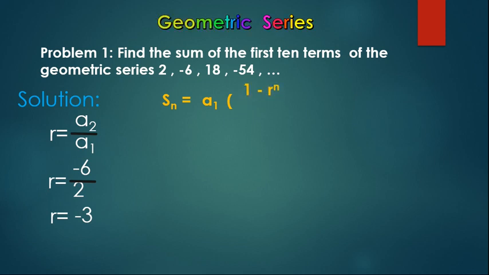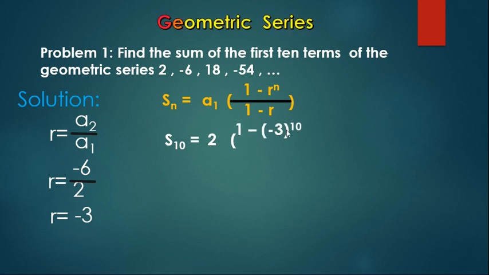So a sub 1 multiplied by 1 minus the ratio raised to the power of n, over 1 minus r. So S sub 10 equals our first term, which is 2, multiplied by the quantity of 1 minus negative 3 raised to the power of 10, all over 1 minus negative 3. Again, our r is negative 3 and our n is 10. So be careful with the sign, class. Let us proceed to the equation.